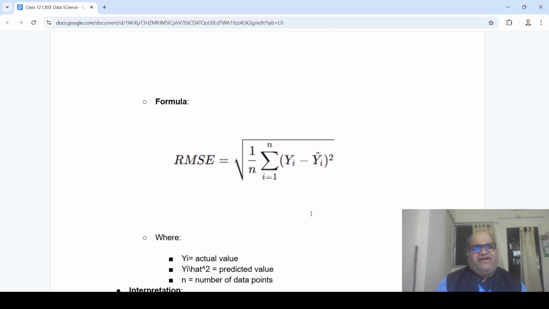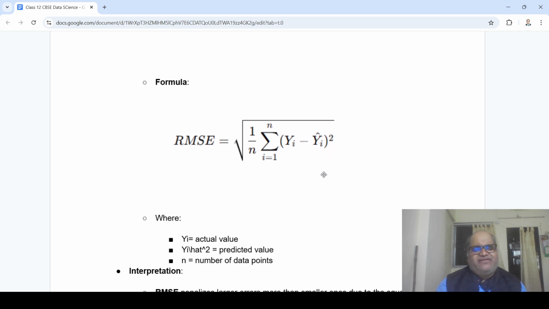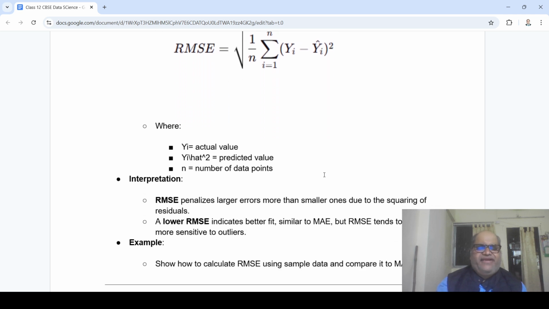The formula is pretty similar, mean square. If you forget the root for now, the only difference is that rather than having an absolute value, you are squaring yi minus yi hat. Then you sum it up across all the data points as usual, divide it by n, which is the total number of data points, and then take the square root of it. That's what gives root mean square error. Again, the good thing with root mean square error is that it penalizes the larger errors more than the smaller ones, because it squares the residuals, and lower RMSE is better.